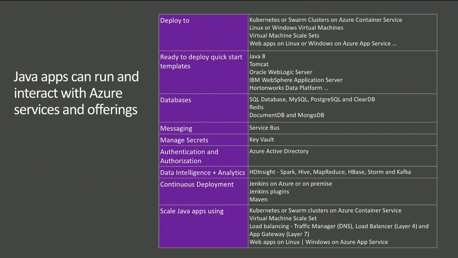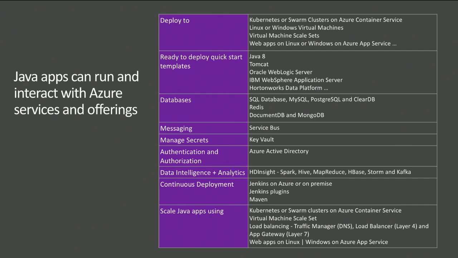So you can deploy your apps to Kubernetes or Swarm clusters on Azure Container Service, Linux or Windows virtual machine scale sets, web apps on Linux. I've just listed a few here. There are many more possibilities. Now, we also have ready-to-go quick start templates for you. So you can use Java 8, Tomcat, Oracle WebLogic Server, and many more out there.